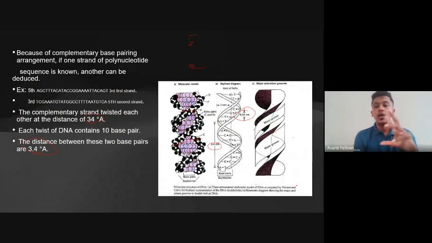So why do I tell it is right-handed? Because the turn that is there, it twists towards our right-hand side. Okay, it goes towards our right-hand side. It turns like a staircase. So that is why we call it B-DNA, the right-handed helical DNA.